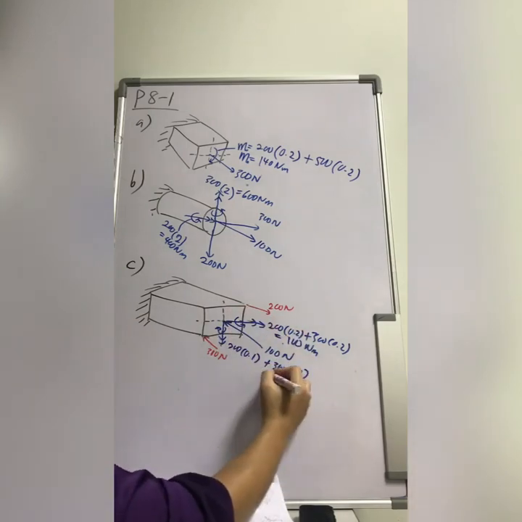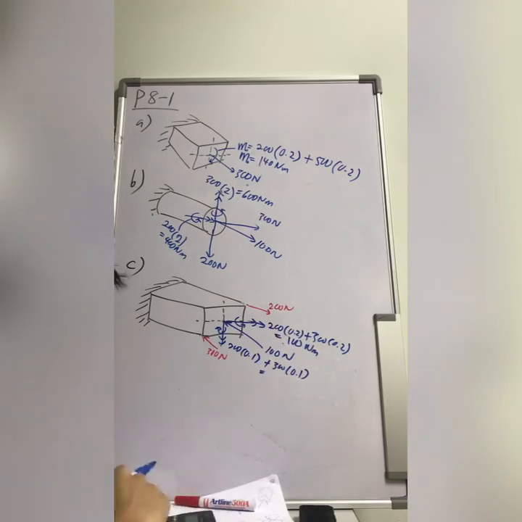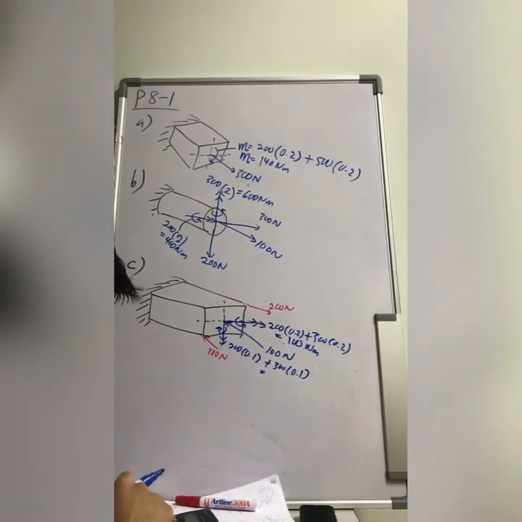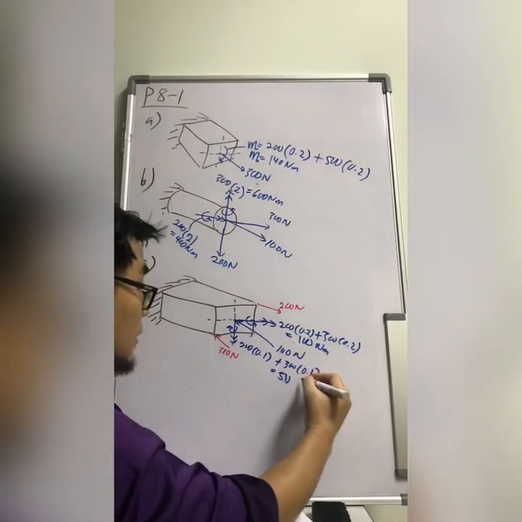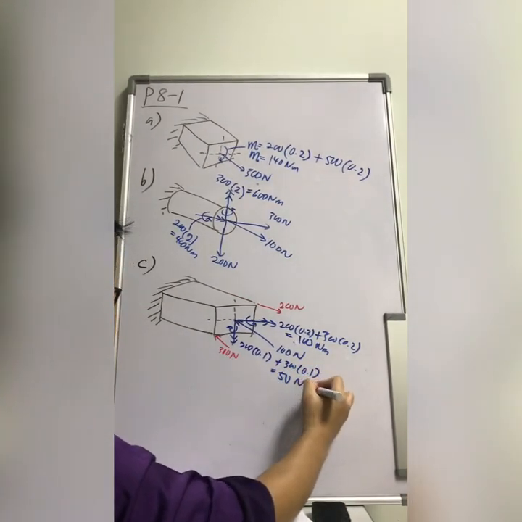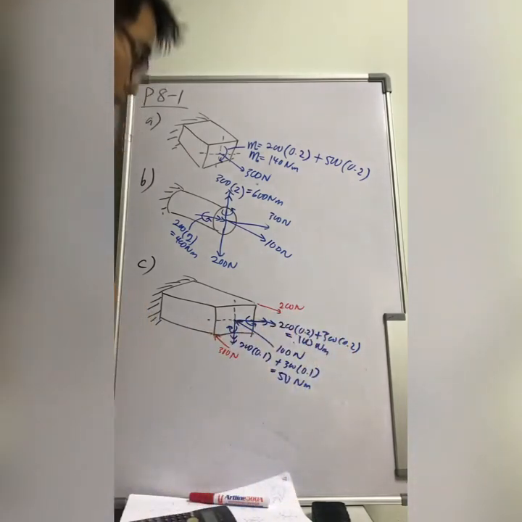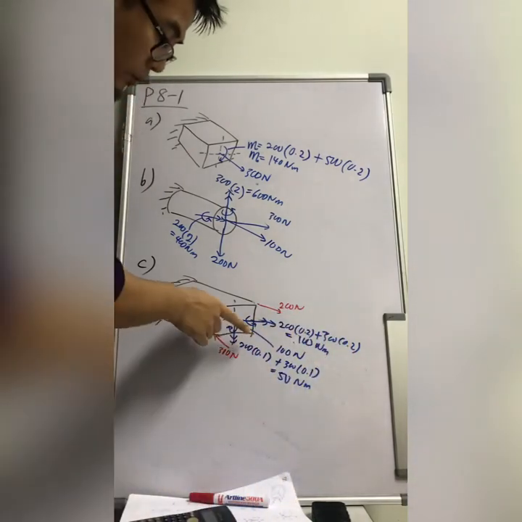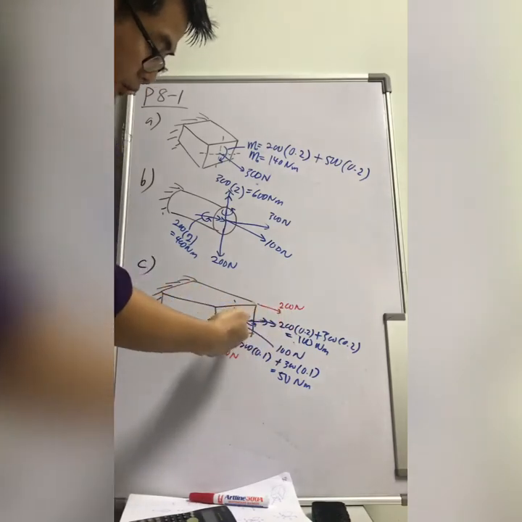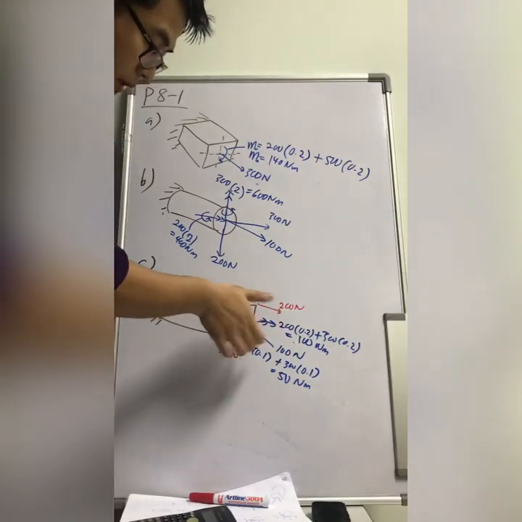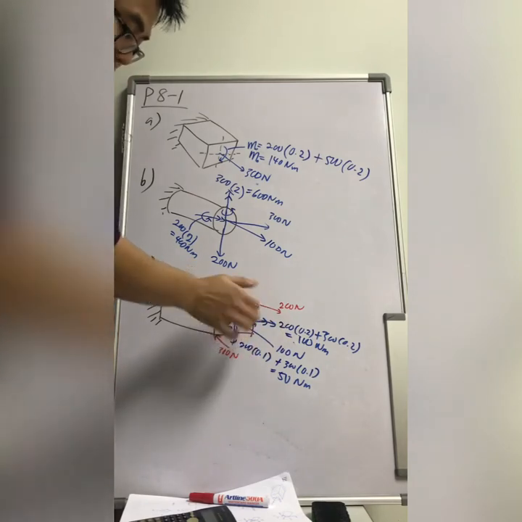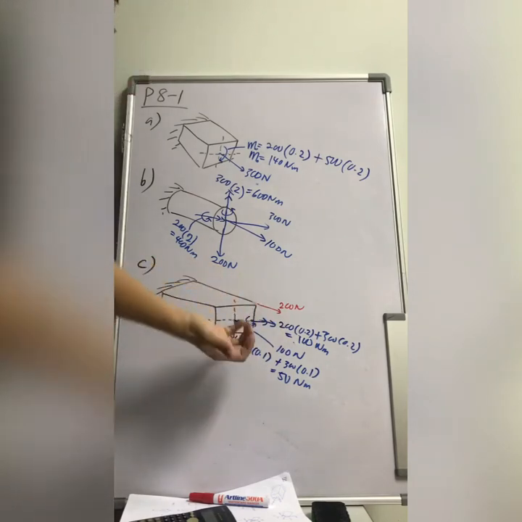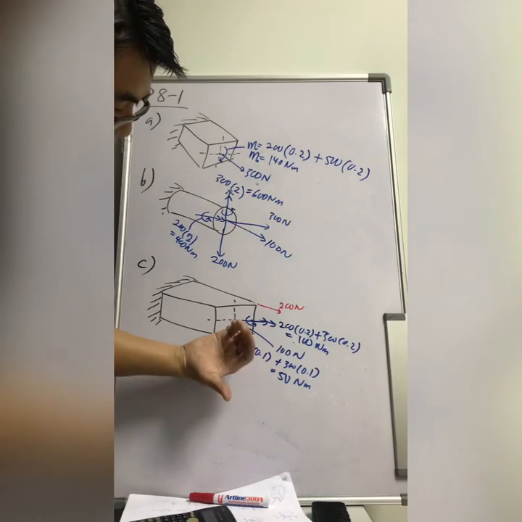So here you have 200 times 0.1 plus 300 times 0.1. So you have 50 Newton meter. Okay. So the resultant loads, internal loads, 100 Newton compression at the centroid, and then this one at the centroid as well, 100 Newton meter. Okay. And then this one as well going down, okay, 50 Newton meter.